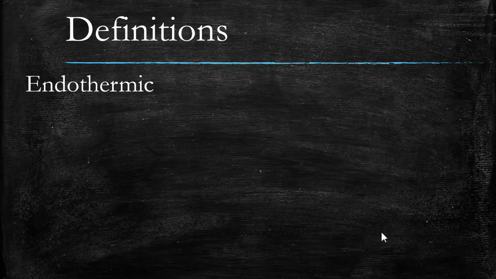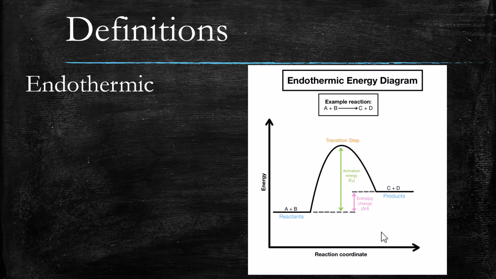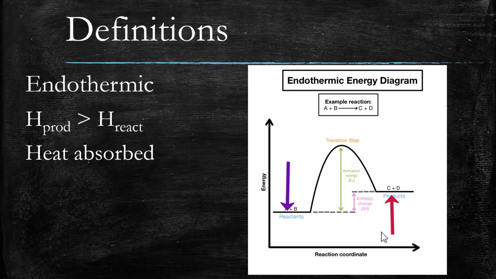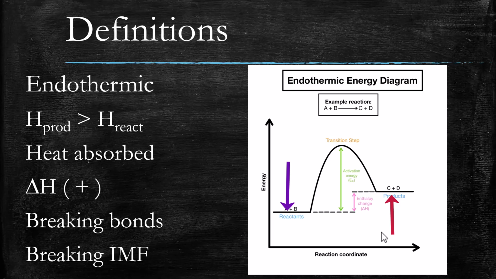As expected for an endothermic energy profile, the product H is greater than the H of the reactant, which means that heat must be absorbed. The delta H must be positive because you're now subtracting a smaller number from a larger number. And examples of this are breaking bonds and breaking intermolecular forces.